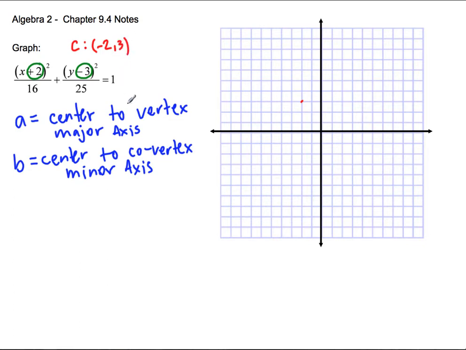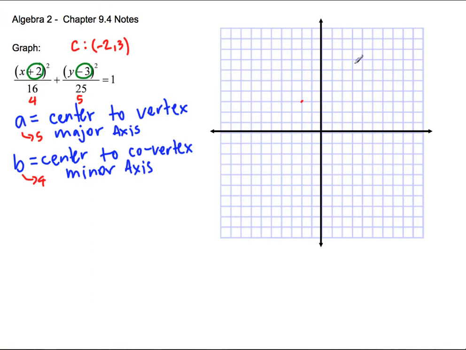Okay, and then we want to find A and B, because once we know what A and B are, we can stretch our ellipse out and graph it. So A is the square root of 16, which is 4, and B is the square root of 25, which is 5. Now, look at these guys, and let's think about what we saw in the previous slide. If I go up 5, I'm going to actually have my major vertex. So for this particular problem, the A is the bigger number. So A is 5 and B is 4.